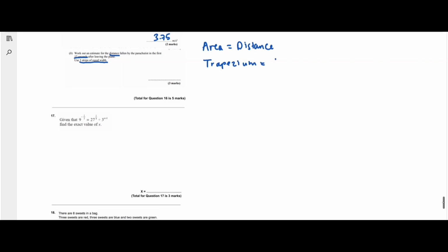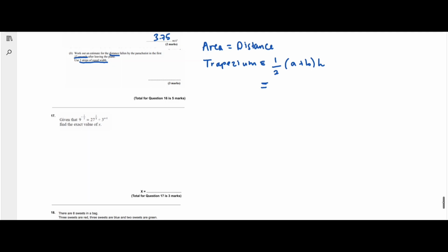So you need the trapezium formula, which my students in my class like me or don't like me singing to them. Half the sum of the parallel sides and times the distance between them. That is how you calculate the area of a trapezium. I know they're probably cringing right now.